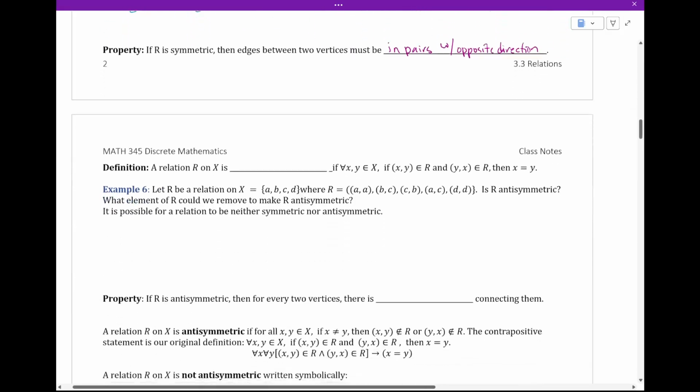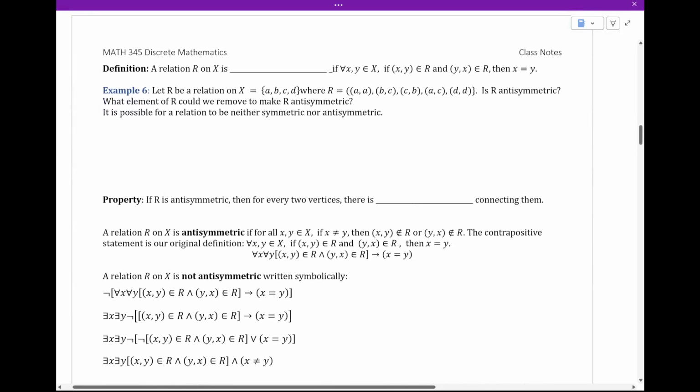All right, we're ready to move on to a new definition. A relation R on X is antisymmetric if for all x and y in X, if (x,y) is in R and (y,x) is in R, then x is equal to y. So what this is saying is there's no symmetry unless x and y are the same. So this stipulation here allows for loops, because if x is equal to y, then (x,x) in R means that (x,x) is in R. So we're allowed to have loops, but we're not allowed to have any of the paired vertices in opposite directions like we had in the last one.